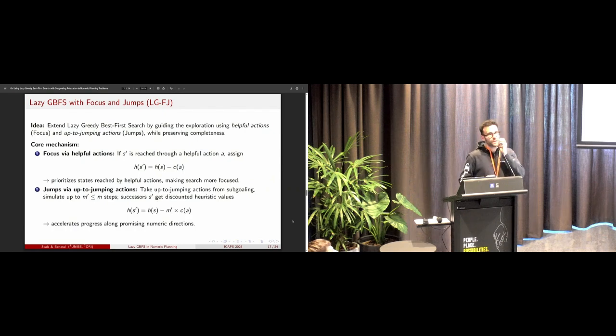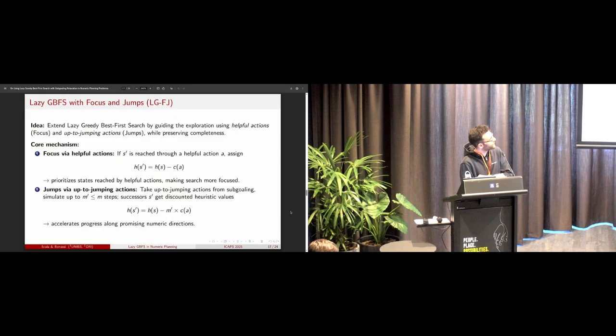And we do so in hope that we are focusing the search towards those actions that achieved some sub-goal in the heuristic computation. Then we also have up to jumping actions. So these are helpful actions with an additional integer that represents a number of repetitions. This essentially means that these actions were extracted by the heuristic, and that in the heuristic they achieved some sub-goal by being repeated m times.